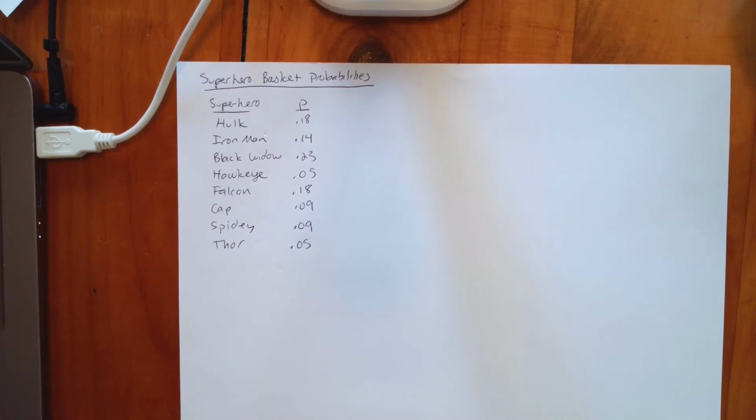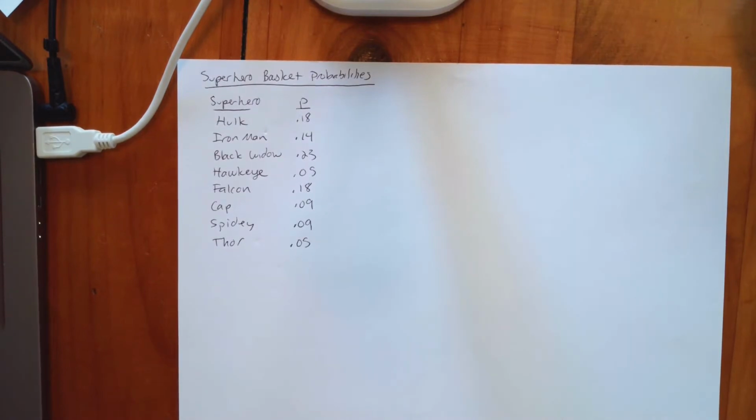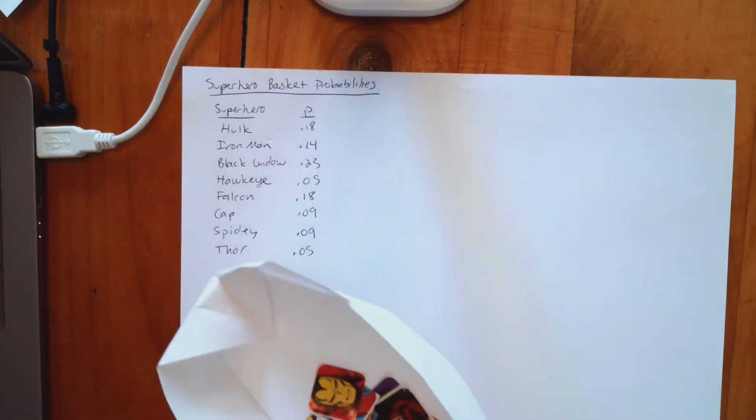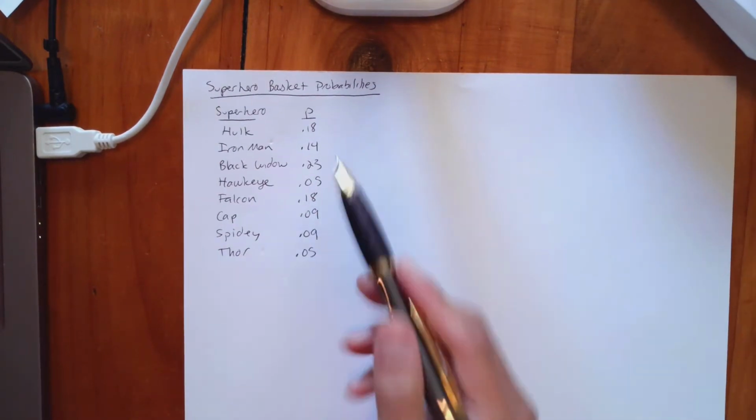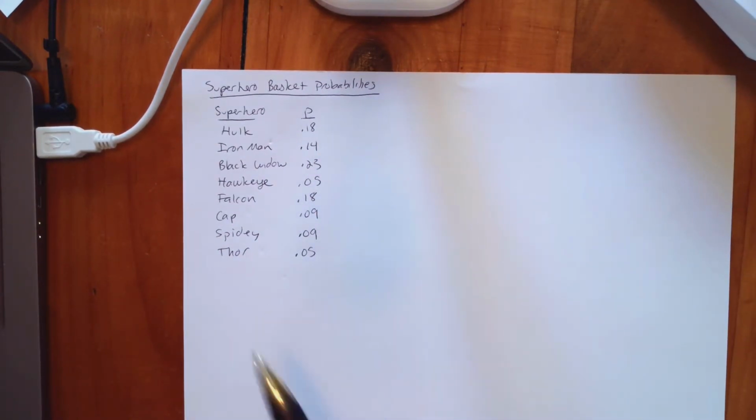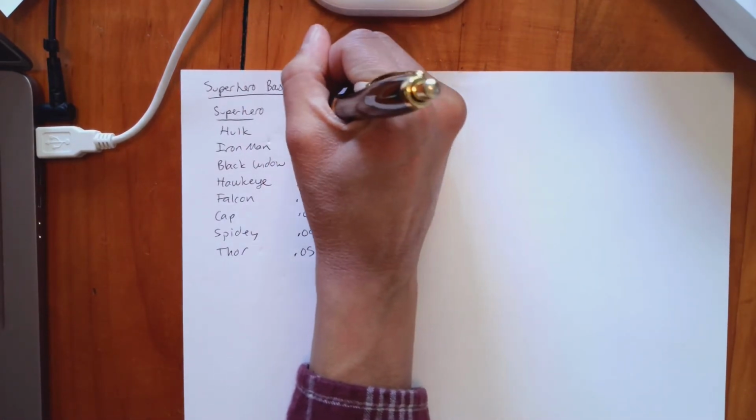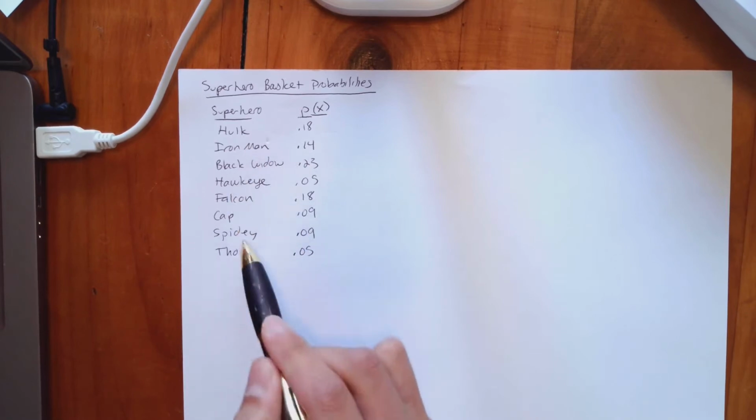So on this page here, I've written out a little bit more succinctly the probabilities that we just found in that last example. I have listed each of the superheroes in the superhero basket and the probability of finding each one. Here, probability is just represented by a p. You could also say p of x. So it's the probability of finding the superhero listed here.